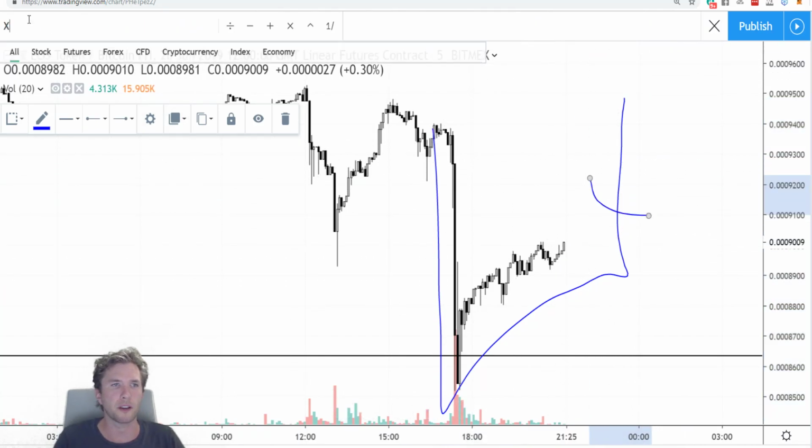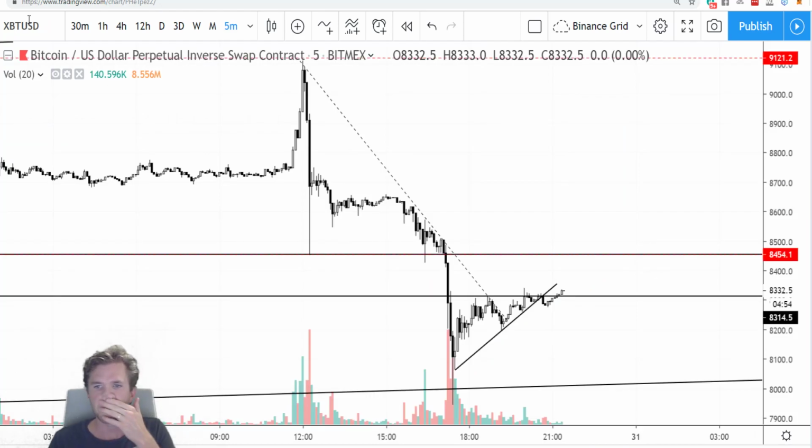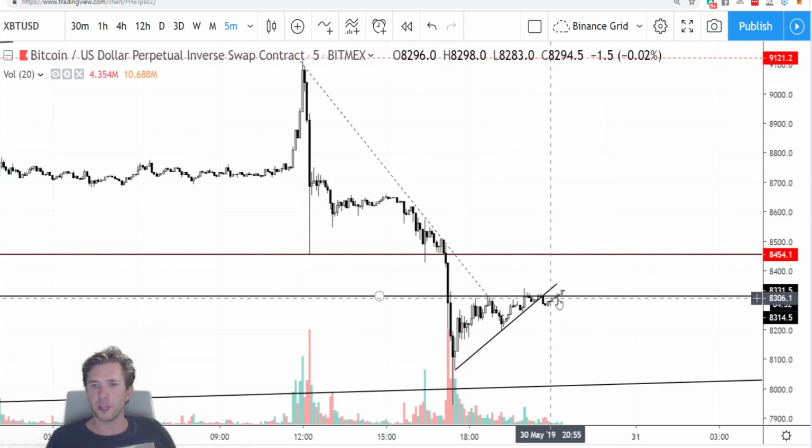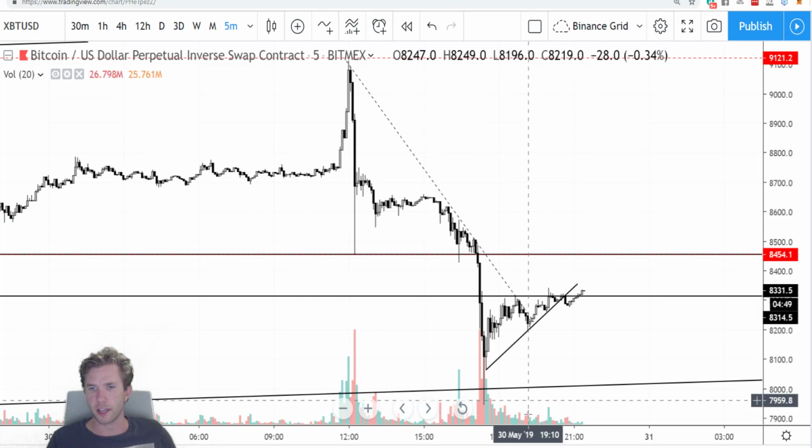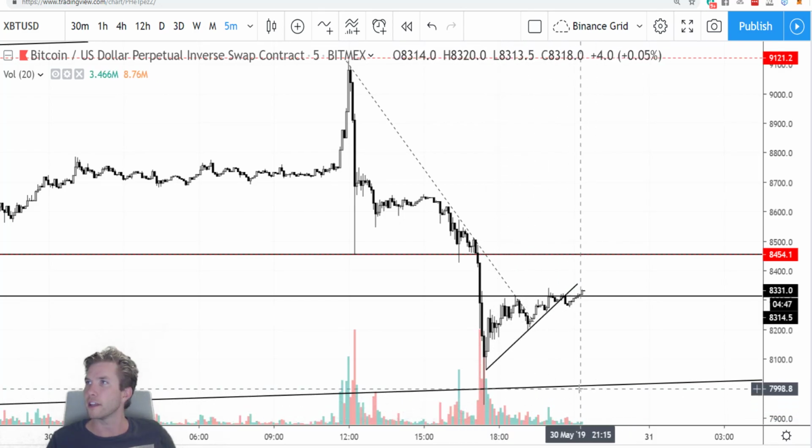It's kind of what Bitcoin's doing right now as well. But Bitcoin's looking a little bit weaker. The volume is just absolutely abysmal. I don't know if you guys can see that volume down there.